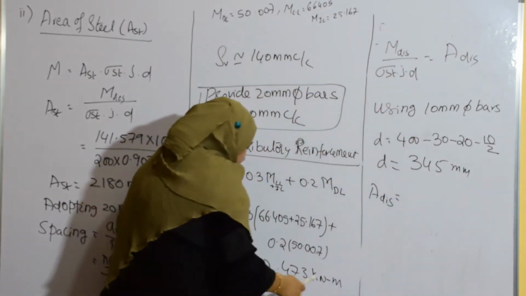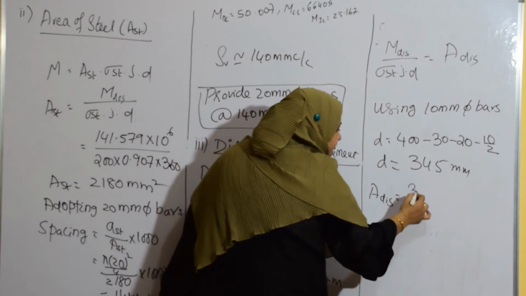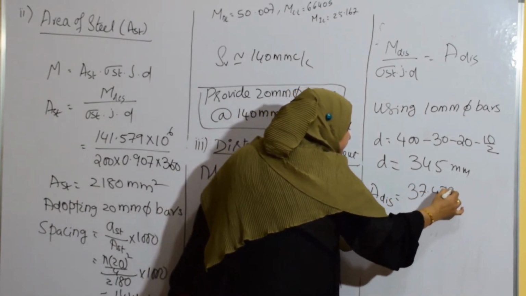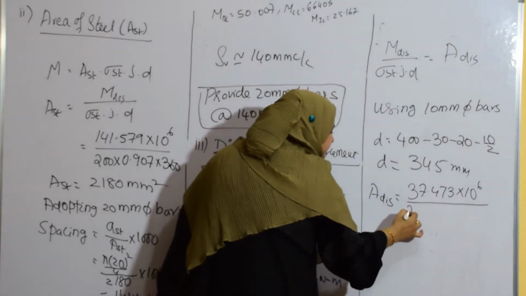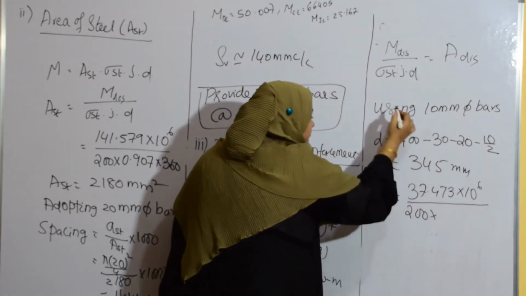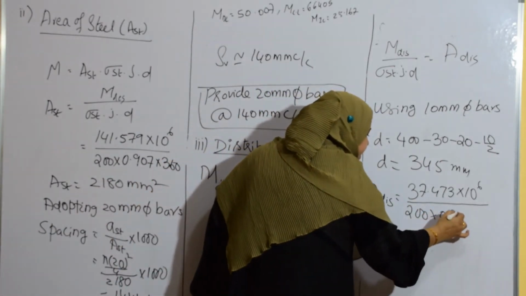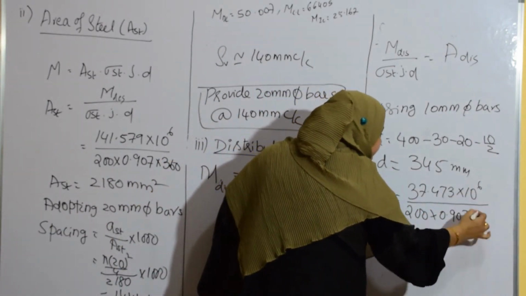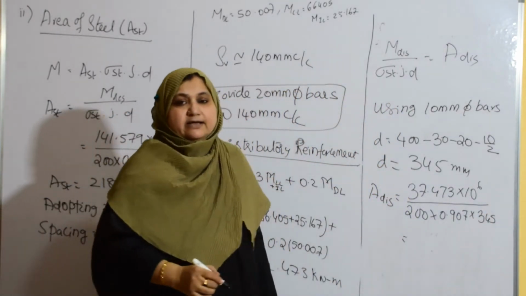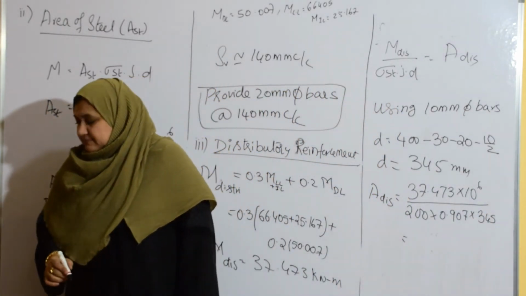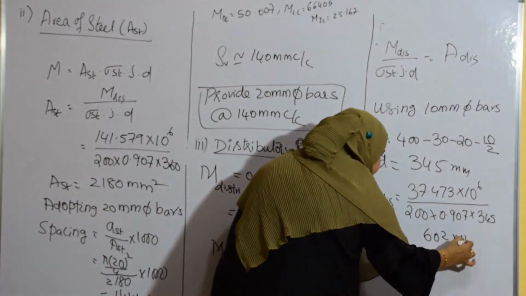M distributory was 37.473, so 37.473 into 10 to the power of 6, divided by sigma st which is 200, into j which is 0.907, into d. This is the only difference. So we get an area of steel of 602 mm square.